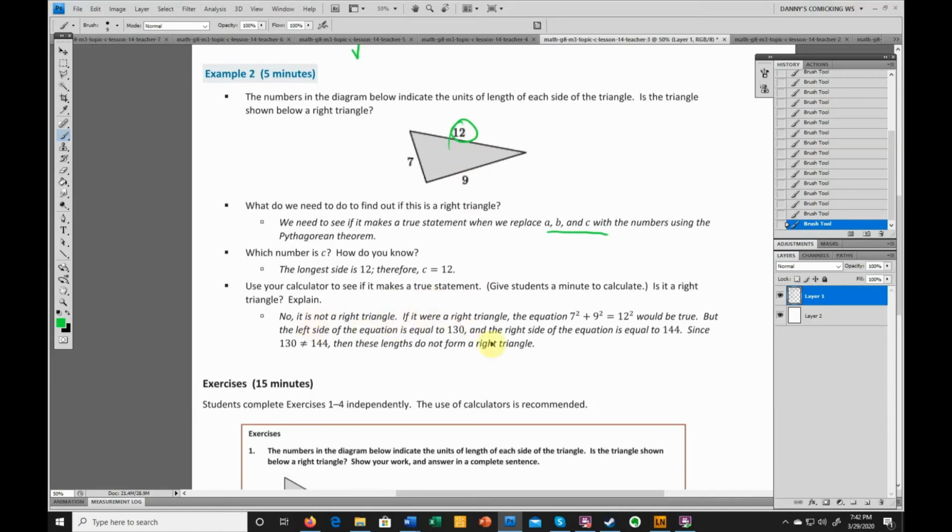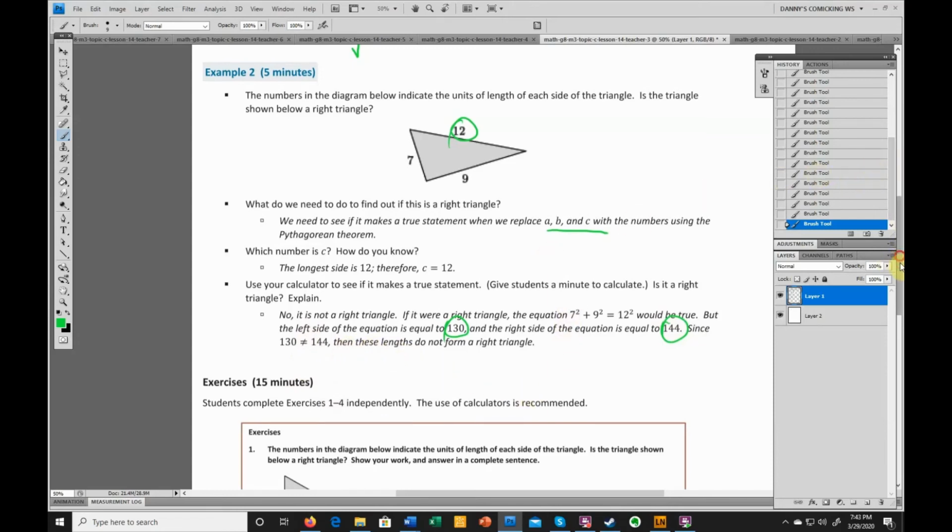No, it's not a right triangle. If it were a right triangle, the equation 7 squared plus 9 squared equals 12 squared would be true. But the left side of the equation is equal to 130, and the right side of the equation is equal to 144. Since 130 does not equal 144, these lengths do not form a right triangle.